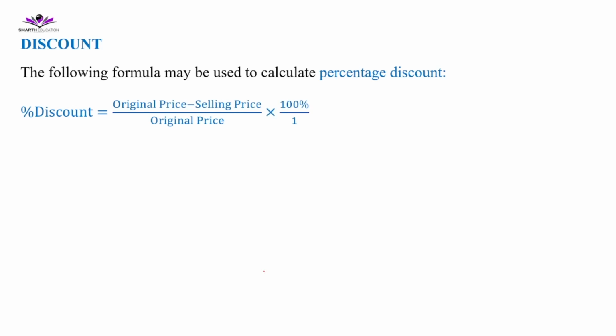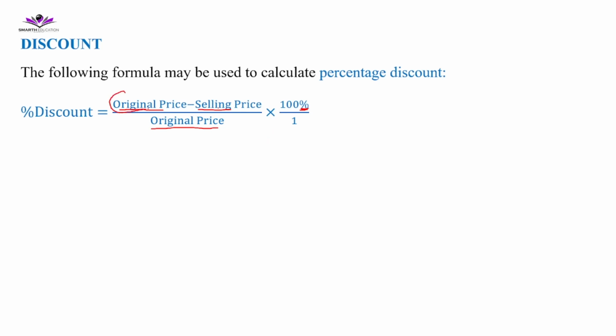There's a percentage discount. Just like the profit, discount can be expressed as a percentage. If they say 40% discount or 20% discount or 50% discount, how can we get that percentage discount? Percentage discount will be the original price minus the selling price. Take note, the original price is greater than the selling price. So it is the original price minus the selling price, divided by the original price, times 100%. Remember, we don't put this percent in the calculator, we just use 100.